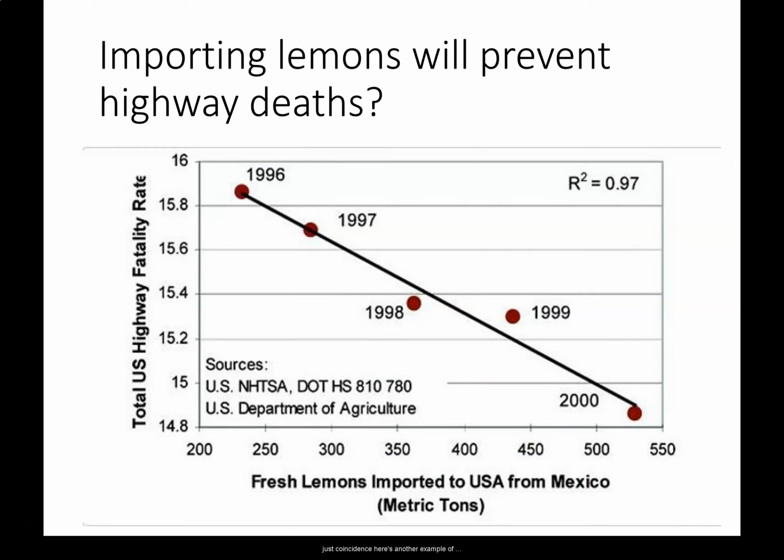Here's another example of coincidence. We have fresh lemons imported to the United States from Mexico in metric tons along the x-axis down here. And we have the United States highway fatality rate along the y-axis. We have an almost perfect correlation between the two data sets. We know lemons are not reducing highway fatality rates.